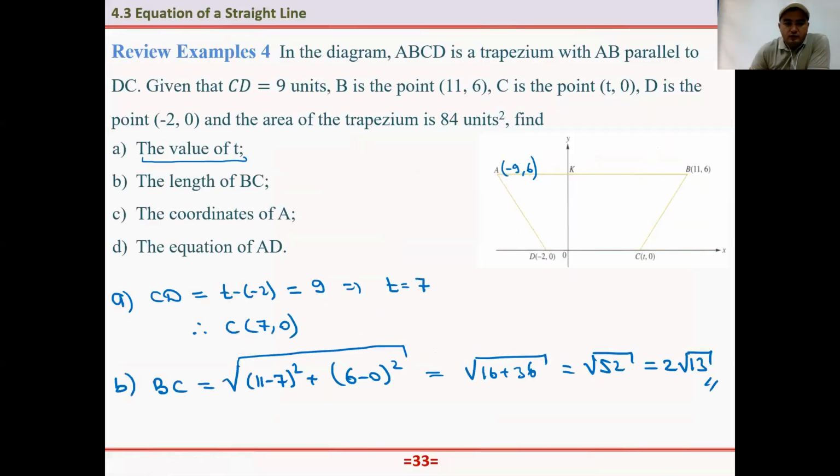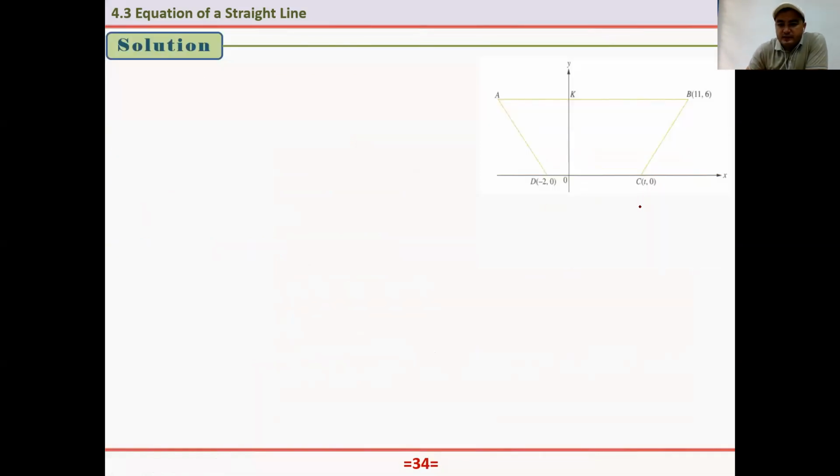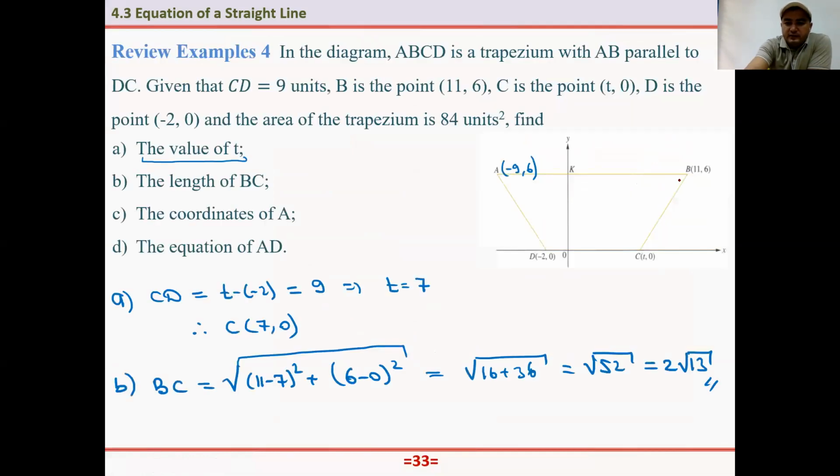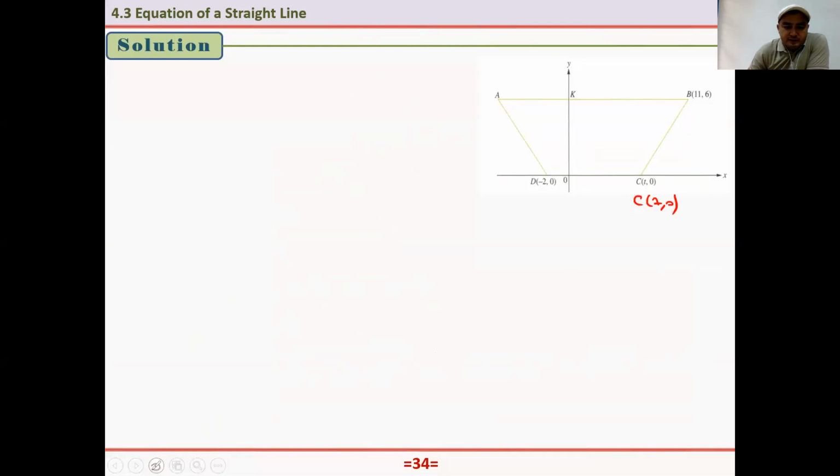Okay, question C, the coordinates of A. What we know so far, we know the coordinates of C. That is 7, 0. And what else is given here? I'm going to use this method. The area of the trapezium is 84. So area of the trapezium ABCD is equal to 84.